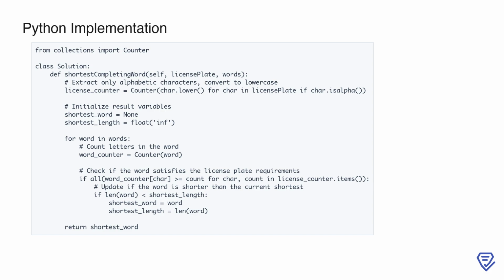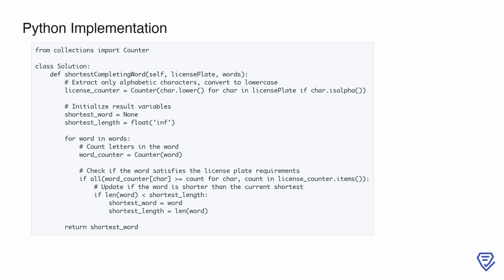Next, the method initializes two variables, shortest_word to store the current shortest valid word, and shortest_length, set to infinity, to keep track of the shortest length. The method iterates over each word in the words list. For each word, a frequency counter, word_counter, is generated. It then checks if the word contains at least the required number of each letter specified in the license_counter. This is done using a condition that verifies if every letter's count in word_counter is greater than or equal to its count in license_counter.